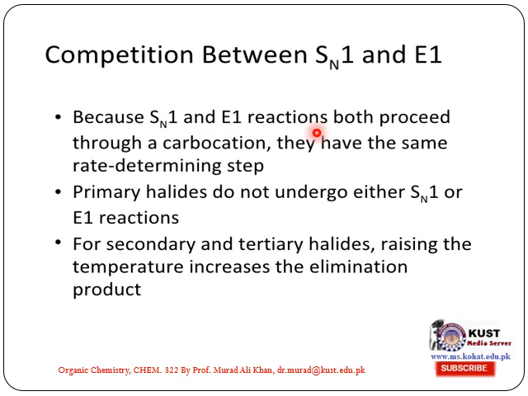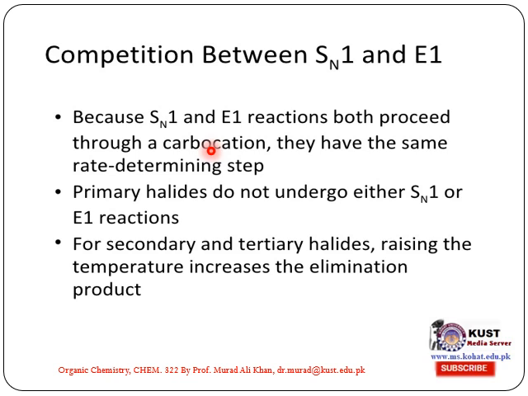SN1 and E1 reactions both proceed through a carbocation. They have the same rate determining step. Primary halides do not undergo either SN1 or E1 reaction. There are a lot of similarities between the SN1 and E1 reactions. First is the formation of carbocation. In both cases, the first step is the formation of carbocation. And the second similarity is that the primary halide in both cases doesn't undergo either SN1 or E1 reaction.